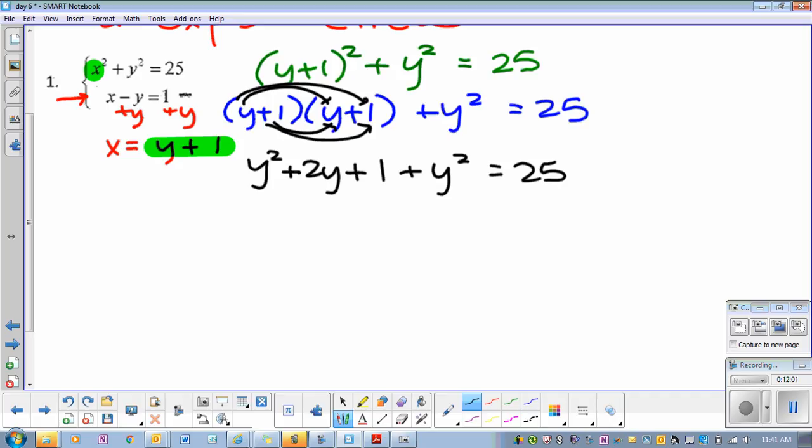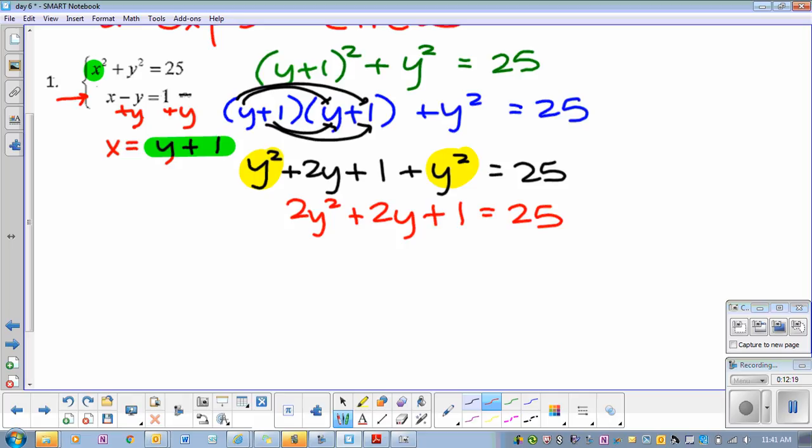All right? And this is a really long, involved problem. So now we have to combine like terms. y squared plus y squared: 2y squared plus 2y plus 1 equals 25.